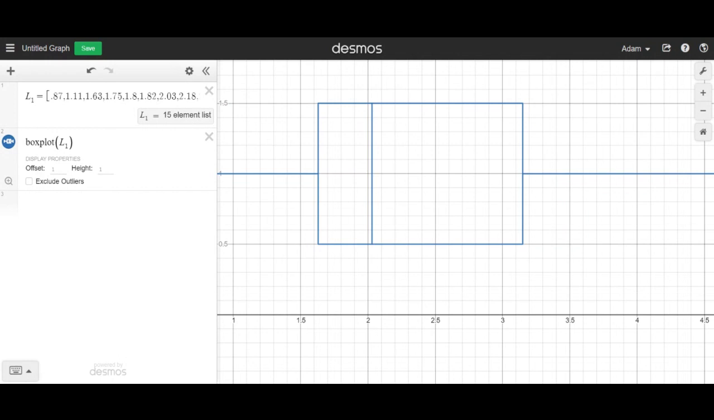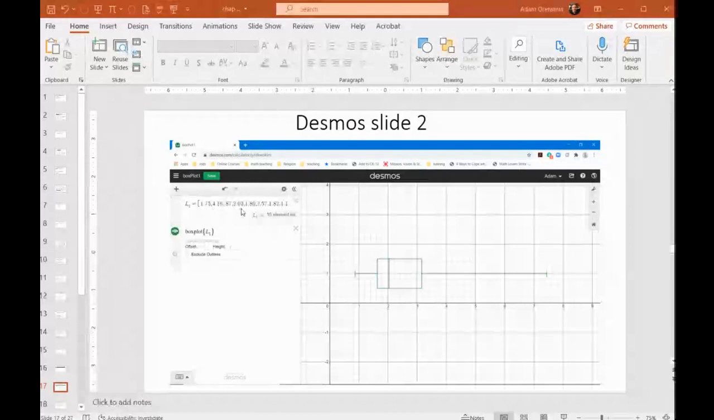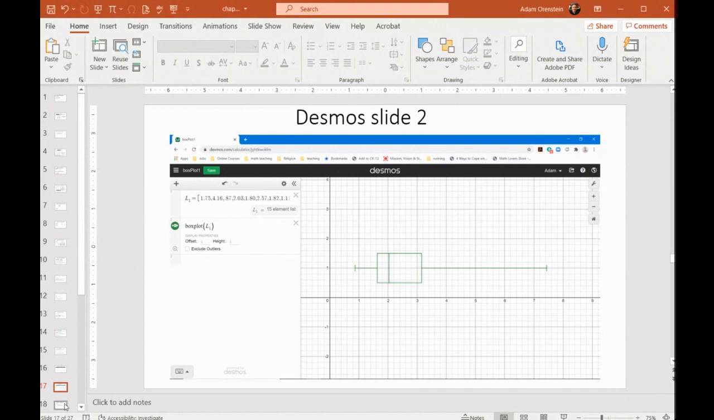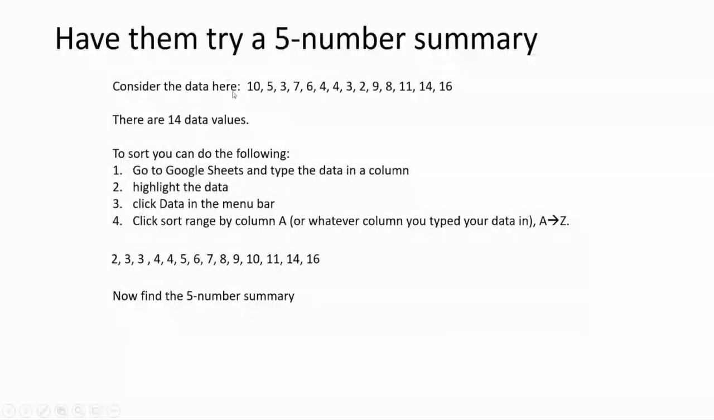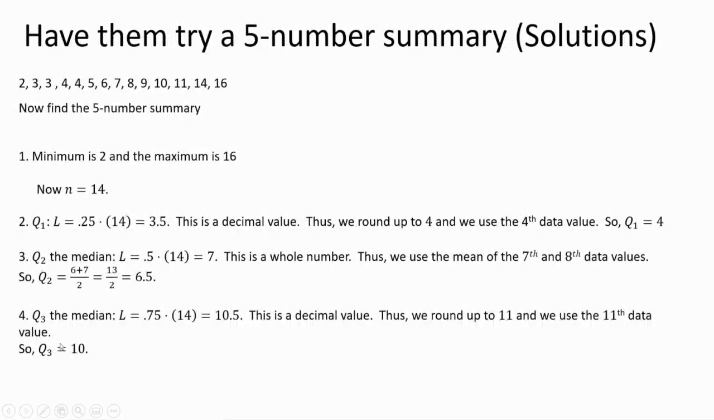We have 5 minutes left. Maybe I'll have everyone try calculating the 5-number summary. All right, so let's go back to the notes. I have the Desmos slides here in the notes, reminding you how to draw the box plot in Desmos. Can everyone see that? Originally, I was going to have everyone sort the data and find the 5-number summary, but we have less than 6 minutes, so let's go through it together slowly.